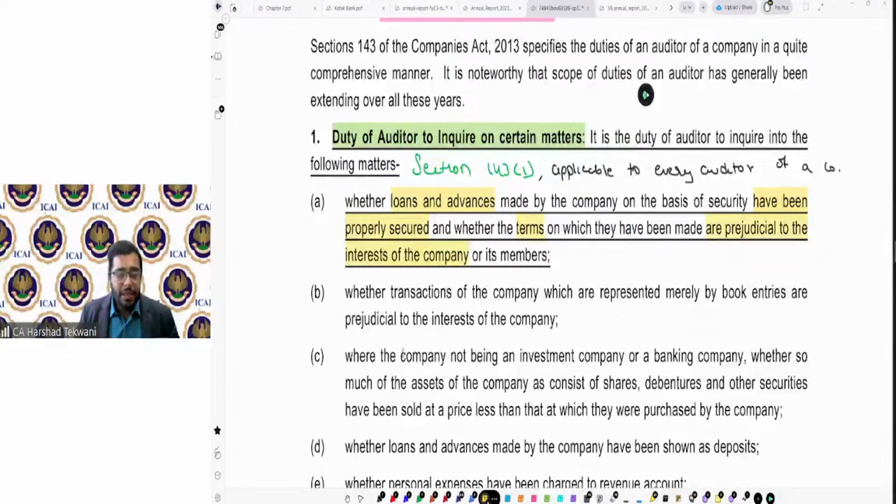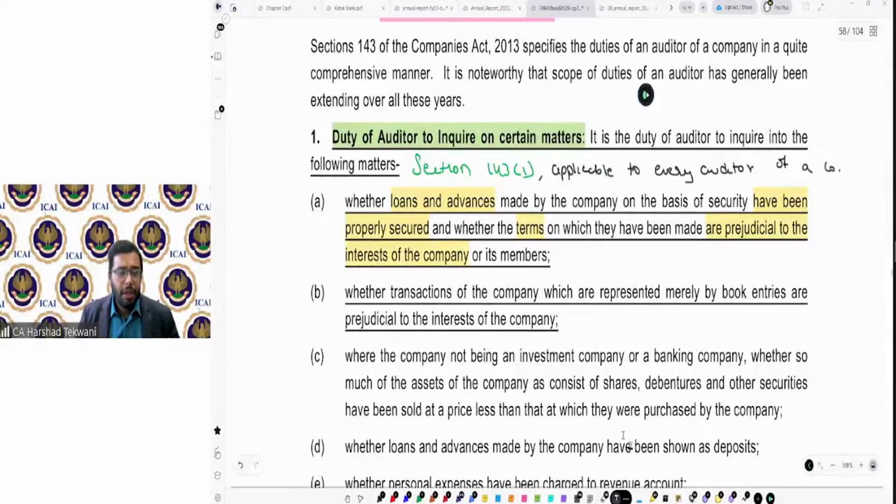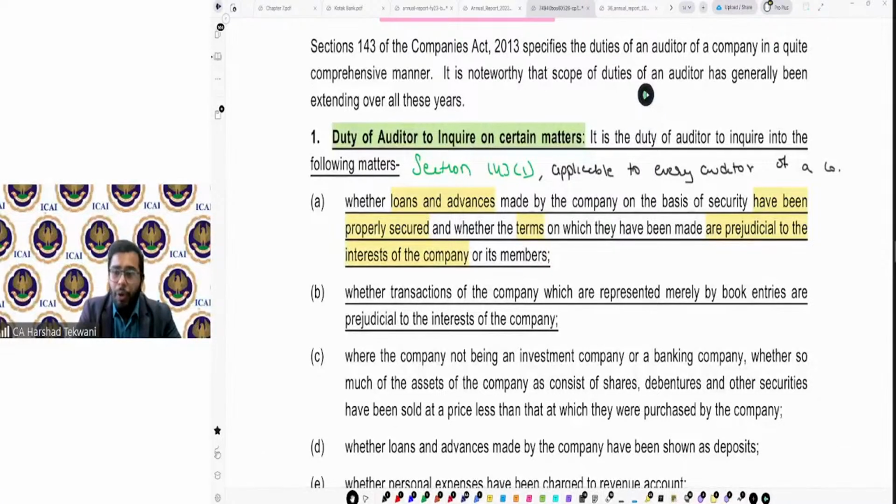Then second is whether the transactions of the company which are represented merely by book entries are prejudicial to the interest of the company. Prejudicial means negatively impacting. If the transaction of the company is through a book entry, it means we have not received cash or something. It's basically a journal entry.